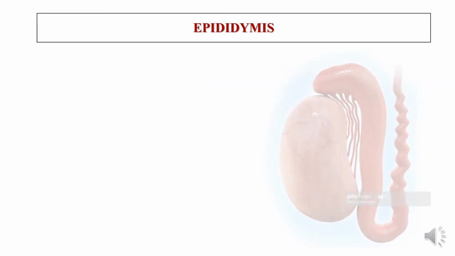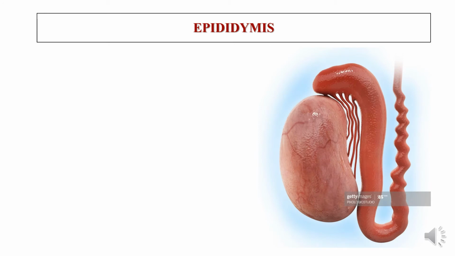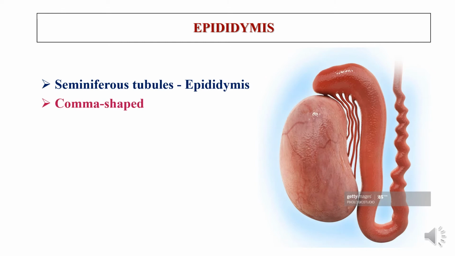Epididymis. The seminiferous tubules of the testes lead to a number of small ducts that open into the epididymis. The epididymis appears as a comma-shaped organ that lies along the superior and posterior margin of the testes. It is a long, about 6 meters, tightly coiled and slender tube that is continuous with the vas deferens.